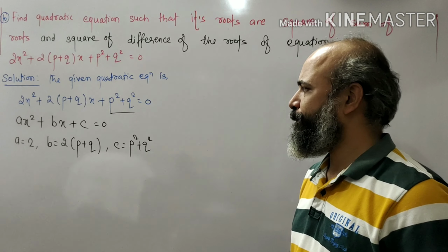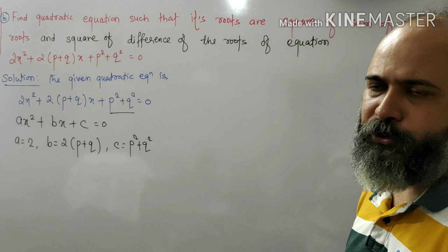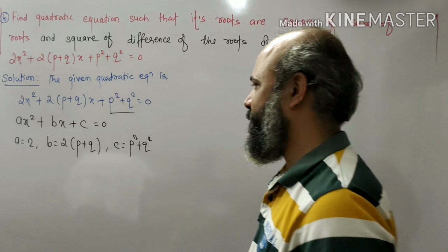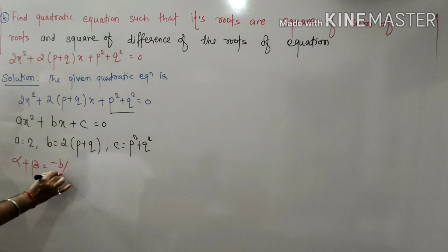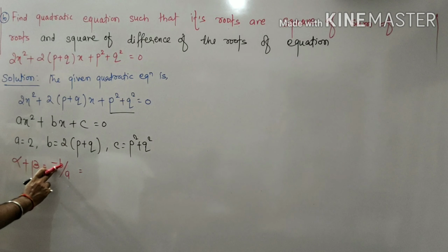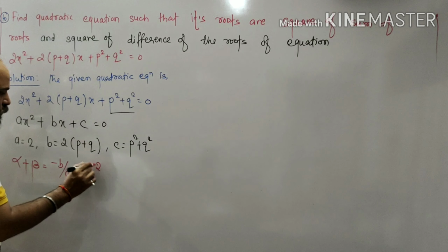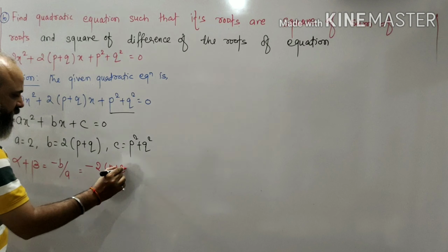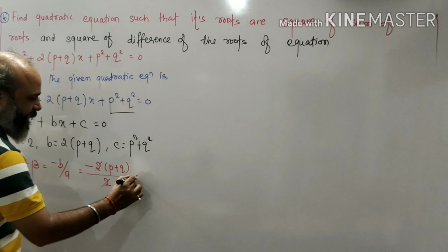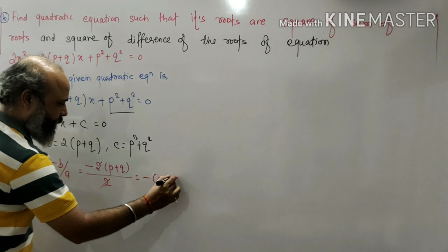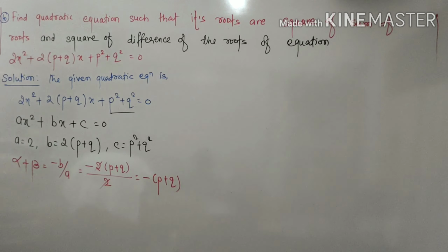As you know, every quadratic equation has two roots. So this also has two roots, alpha and beta. Alpha plus beta we know very well is minus b by a, which is minus 2(p plus q) divided by a, and a is 2. So 2 and 2 cancel out, and you get minus (p plus q). So alpha plus beta is minus in bracket (p plus q).